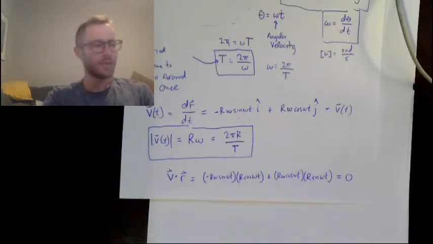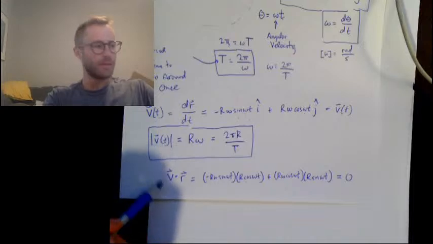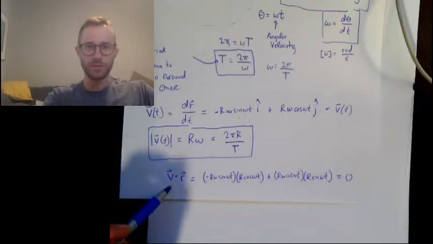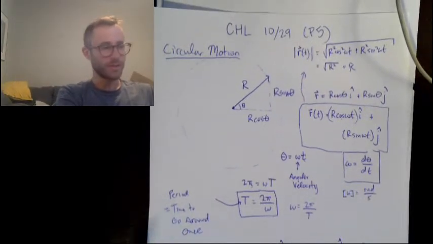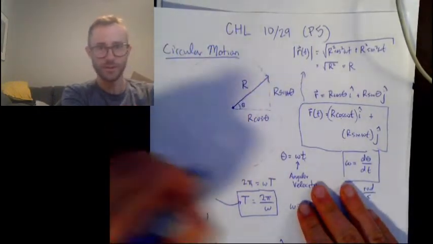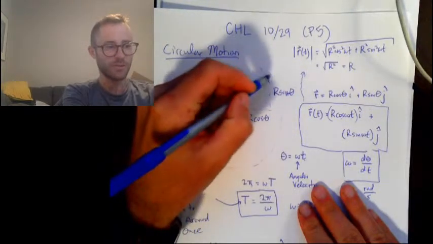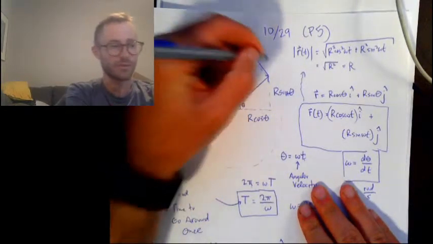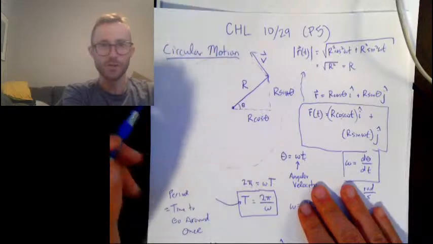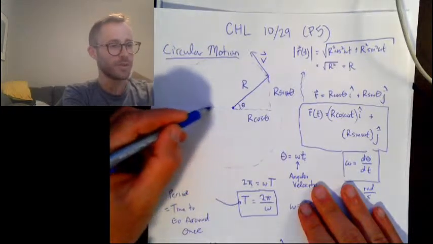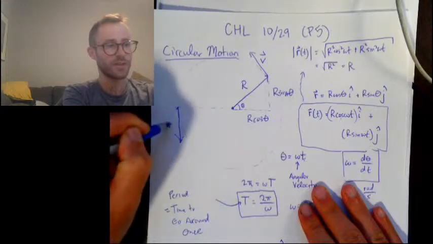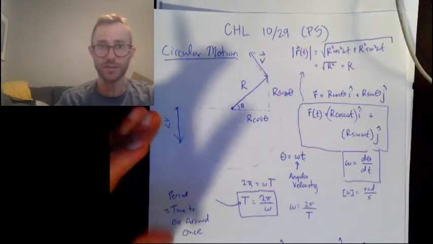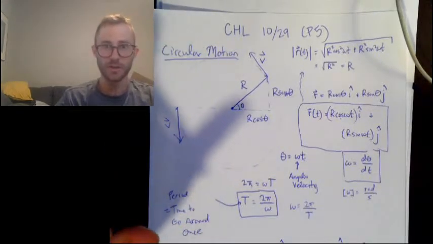Perpendicular, excellent. So having a dot product of 0 means two vectors are perpendicular to each other. So what that means is that the velocity is perpendicular to the position vector. So you're moving in a circle. Here's the position vector. The velocity is perpendicular to it. So wherever you are in that circle, if you're over here, then the velocity is going to be perpendicular to that radius vector.